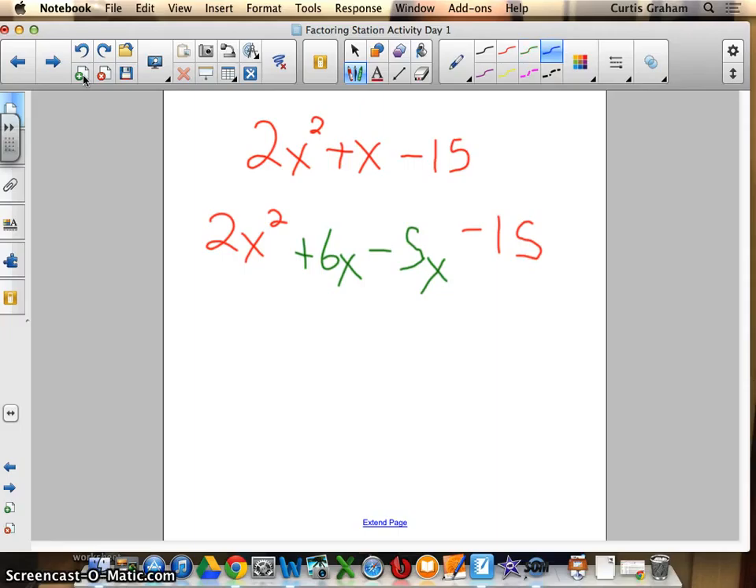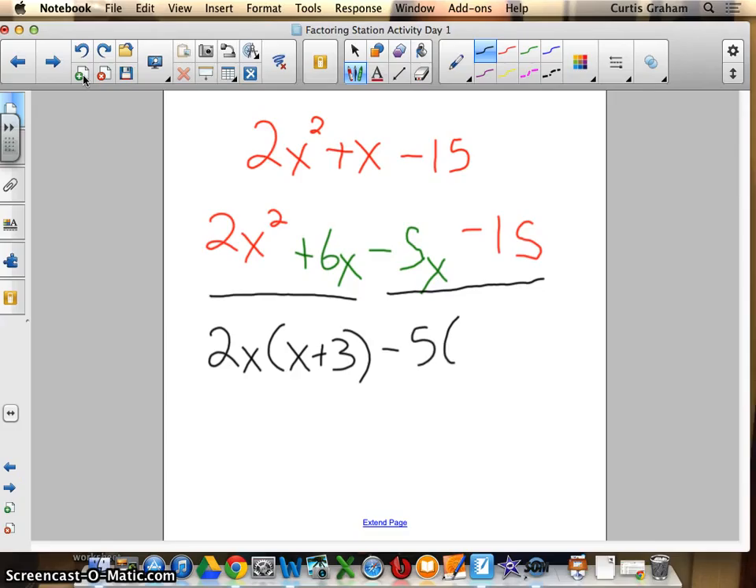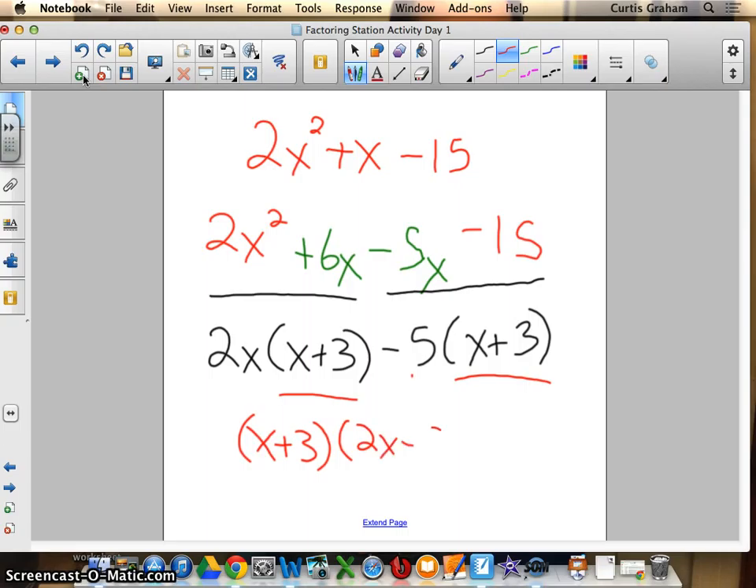But now I can use my factoring by grouping to figure out how to factor this. Greatest common factor there is 2x. Greatest common factor here is negative 5. Okay? Again, I have x plus 3 in common, so I'm going to take the x plus 3 out, leaving me with 2x in the first one and negative 5 in the second one. There we go. Just factored it.